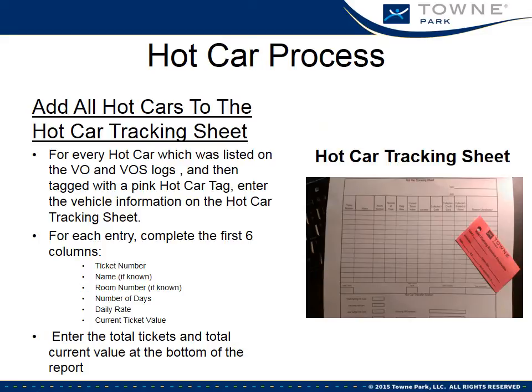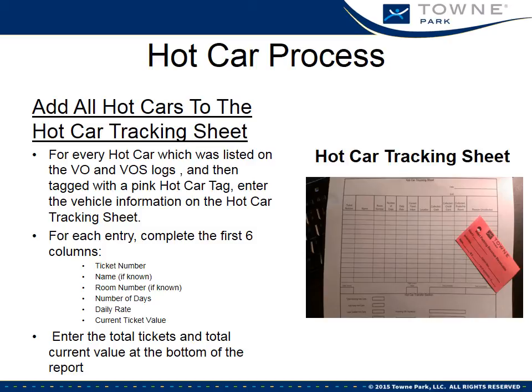The final step in the overnight revenue process is to complete a hot car tracking sheet. The hot car tracking sheet is a log of all hot car activity, showing all vehicles which were hot as well as what happened to them. It is critical that the overnight shift complete this log for all tickets where they added a hot car tag, as well as all hot car tags that were already present on the board when they started their shift. Every single car that's tagged with the pink tag should be on the hot car tracking sheet.